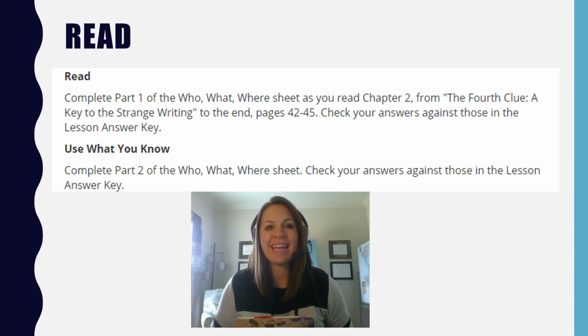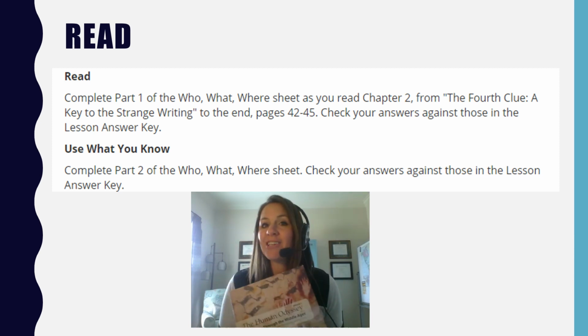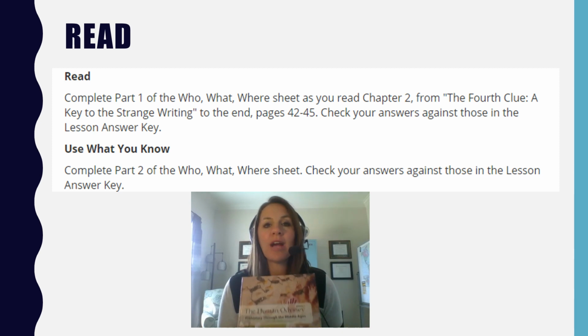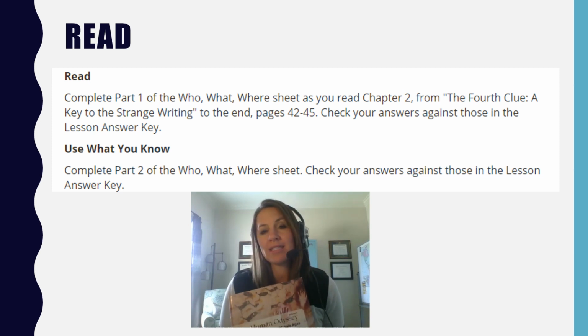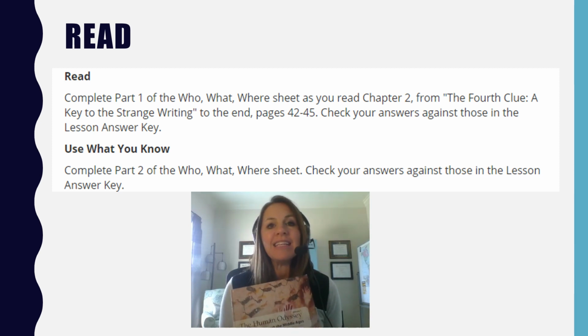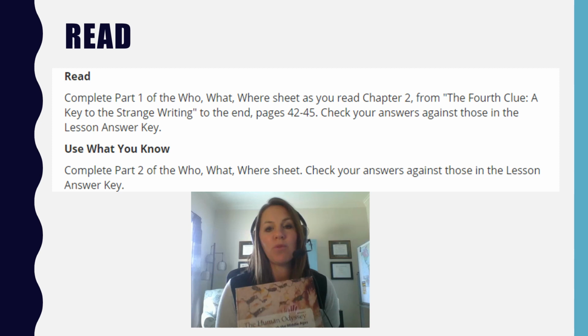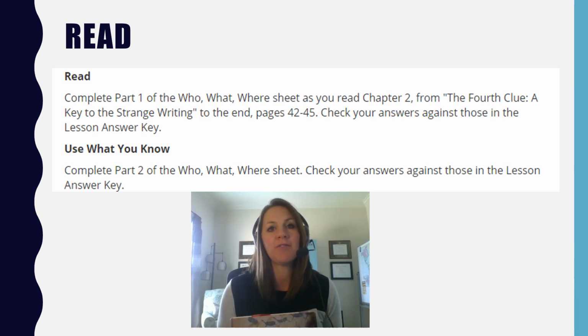The next activity asks us to read. Complete part 1 of the who, what, where sheet as you read chapter 2 from the 4th clue, A Key to Strange Writing, to the end. So you're going to be reading pages 42 through 45 in your textbook. So go ahead and grab that and read that. We're going to look through some of that now. We're not going to read it word for word, but you should read this selection in your text in its entirety. So pages 42 to 45 is what you're going to be reading for this lesson today.